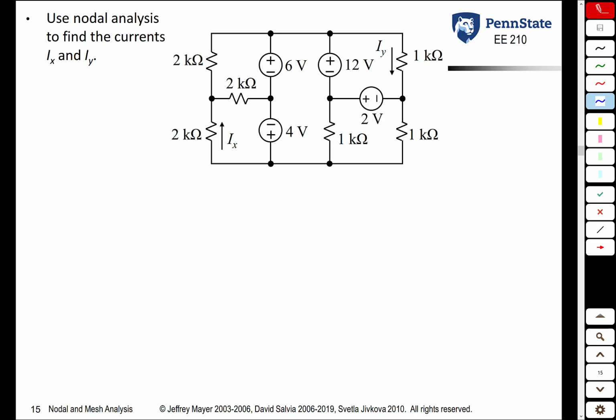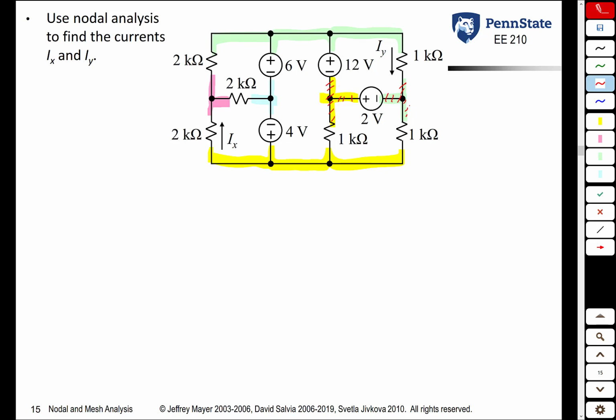The first thing we notice is that we do not have ground defined anywhere, so we have to define ground. So let's look at our different nodes. We have a node down here. We have a node here. Big node up here. One more here. And we've got to be clever here with how we signify these last couple nodes. One node there. And one node here. So we have a total of 6 different nodes.